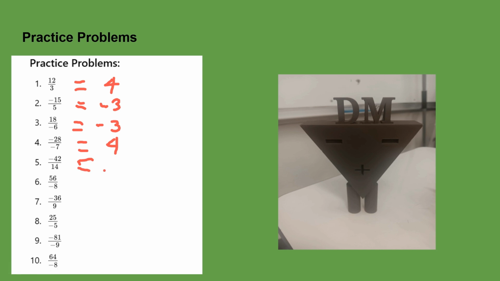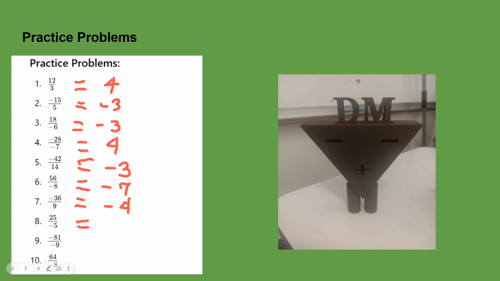Next, negative 42 divided by 14. Again, we know the answer very well. So the answer would be negative 3. Negative 42 divided by 14 will give us an answer of negative 3. Next, 56 divided by negative 8 will give us an answer of negative 7. Negative 36 divided by 9 will give us an answer of negative 4.